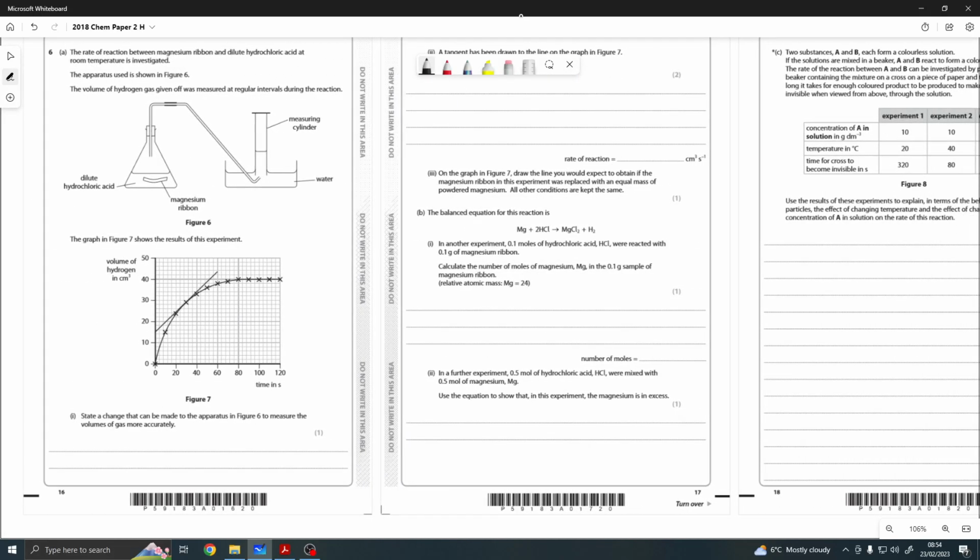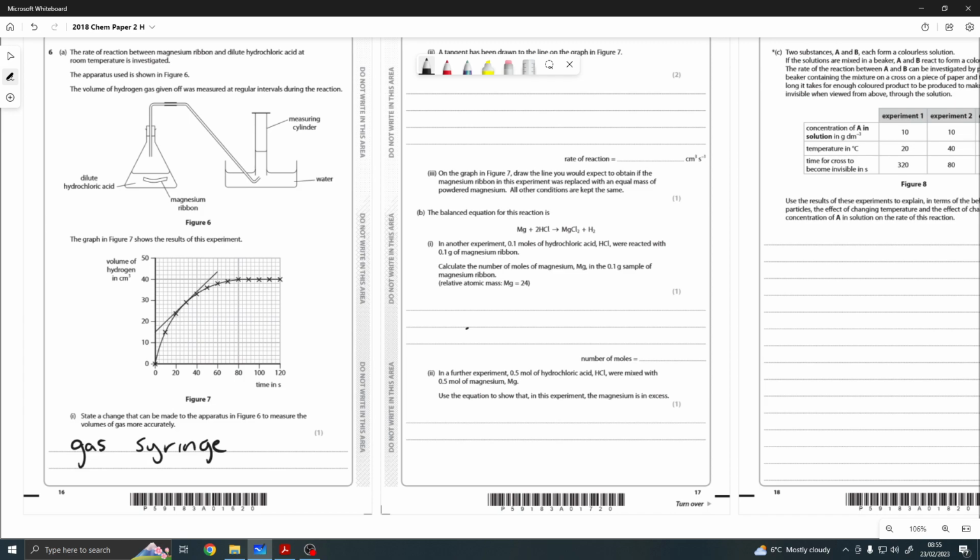Question 6 says, the rate of reaction between magnesium ribbon and dilute hydrochloric acid at room temperature is investigated. The apparatus used is shown in figure 6. Graph 7 shows the experiment's results. State a change that could be made to the apparatus in figure 6 to measure the volumes of gas more accurately. Now, you may not remember doing the experiment that way. You may remember doing the experiment that way. I never do it that way, okay, because I always use a gas syringe instead, which is much easier to use and gives you a much more accurate volume of gas.